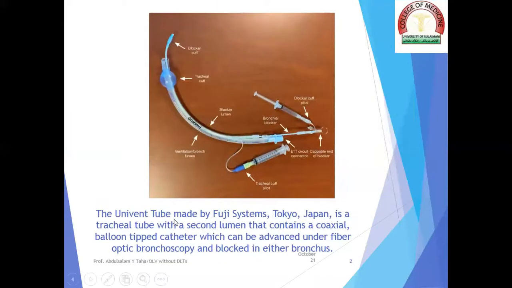So the Univent Tube, made by Fuji Systems, Tokyo, Japan, is a tracheal tube with a second lumen that contains a coaxial balloon-tipped catheter, which can be advanced under fiber optic bronchoscopy and blocked in either bronchus. And this picture shows the different components of the Univent Tube.